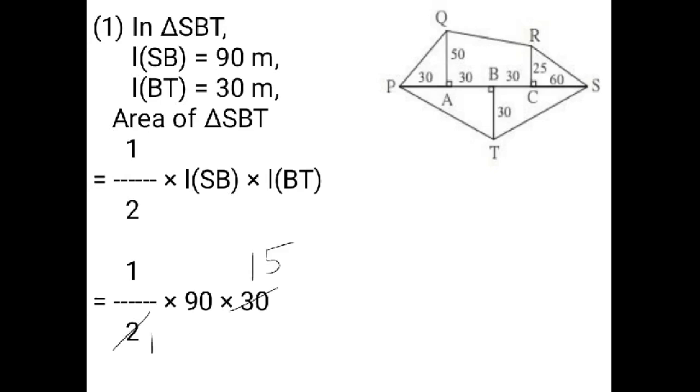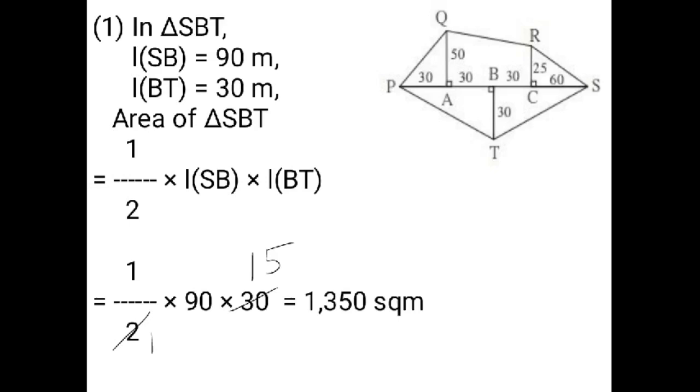Now you have to multiply the number 90 into 15. You know the 15 table. 15 zeros are 0. 15 9s are 135. After multiplying 90 into 15, the answer is 1350. That is equal to 1350 square meter.